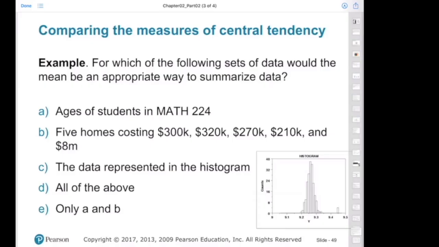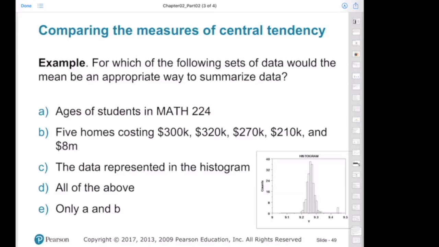So in which cases will the mean be the best measure of the center? B is not good, the mean will not be a good center in this case because you have one home costing 8 million. So here we can consider 8 million, comparing it to the other 4 costs, as an outlier. So we cannot use here what? The mean. You can use the median instead.